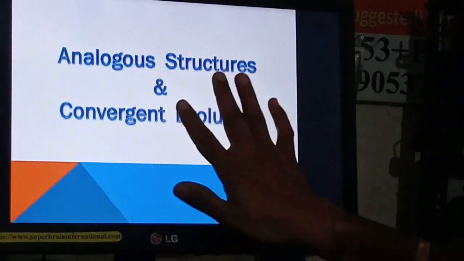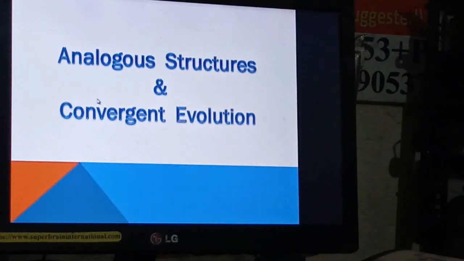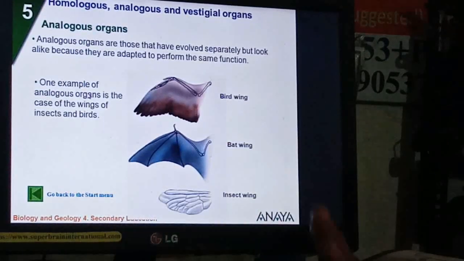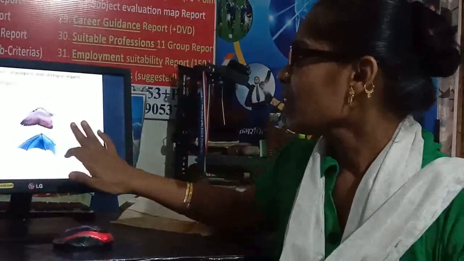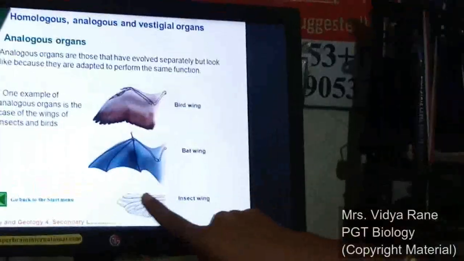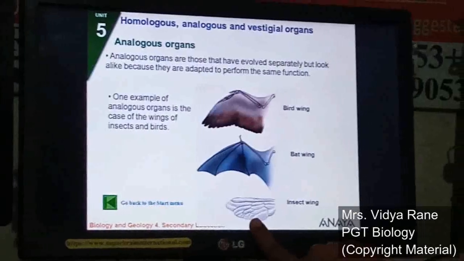Then next, analogous structure and convergent evolution. Now analogous structure means what? Analogous means which looks similar, and we feel like, yeah, both are looking the same, both are having the same structure. So these structures are known as analogous structures. Take an example here. This is the wing, bird wing. This is the bat wing, and this is the insect wing, right?